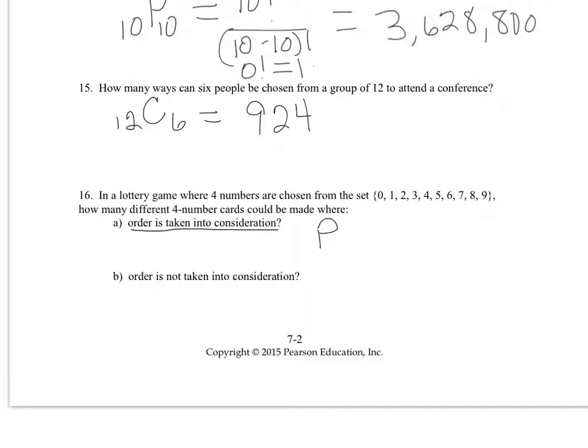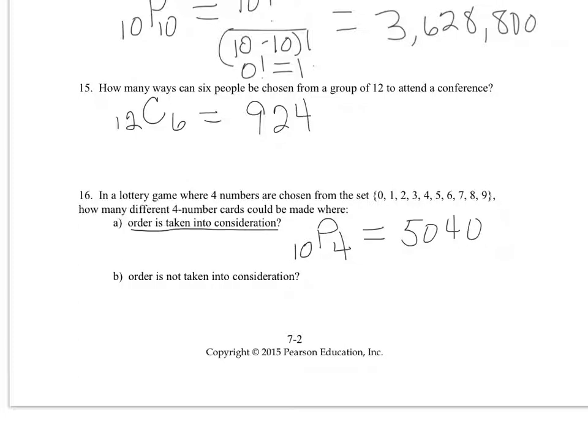We have to know how many numbers we are choosing from. And if you count up in that list, there are 10 different digits there. And how many are we going to choose? 4. So it's a permutation of 10 things taken 4 at a time. If you simplify that, you should get 5,040. There would be 5,040 different number cards that you could make.